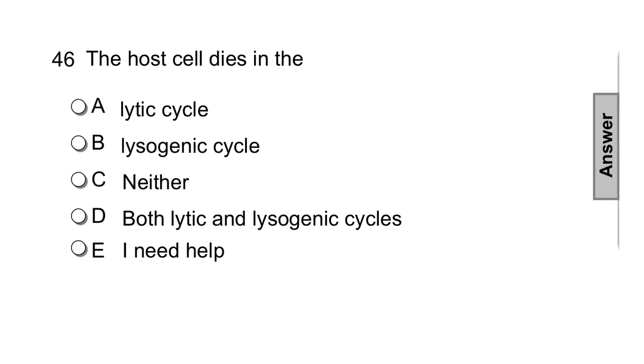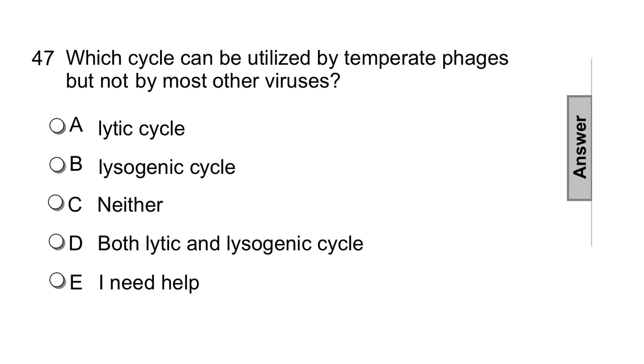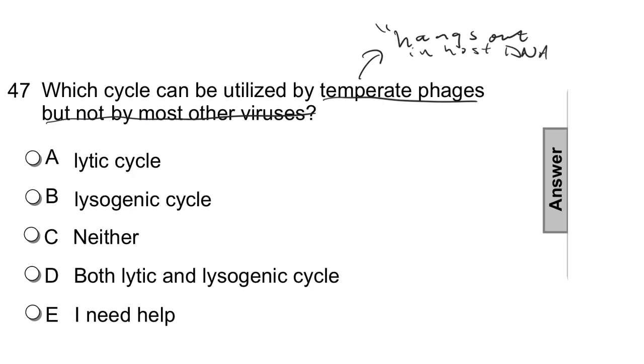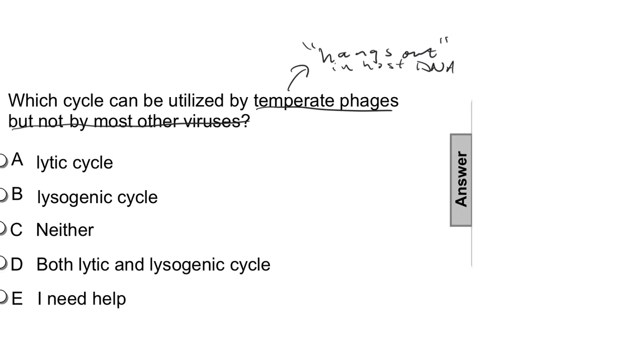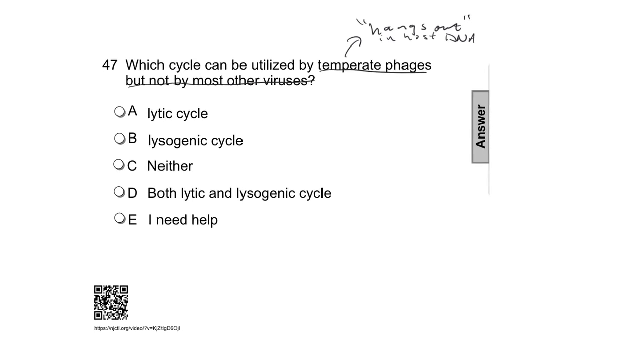The host cell dies in the lytic cycle. Eventually, the lysogenic cycle may go to lytic cycle, but that's where the host cell gets burst with all the new virus invaders leaving. Which cycle can be utilized by temperate phages, but not by many others? Okay, temperate means it hangs out in the host DNA. It's like what do you call that? A spy, that undercover agent. He hangs out. So that would be the lysogenic cycle.